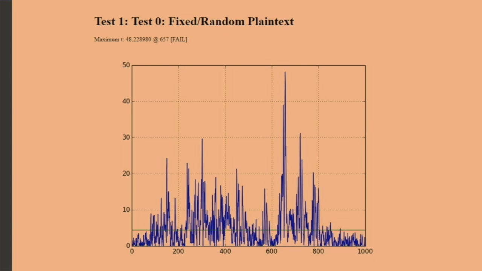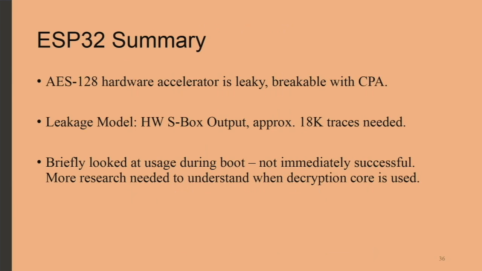So this one was suggesting it indeed was going to be breakable, and it saw a Hamming weight of the S-box output, so relatively common leakage model. In this case, about 18,000 traces are needed to break. This wasn't looking at the boot usage, so this is using the device to encrypt or decrypt data. All of these, I tried to keep it as consistent as possible. You set up the device, do encryption or decryption, and you're able to recover the keys with this.